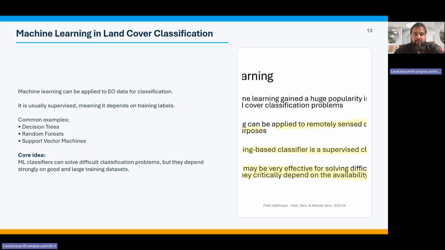So we want to check and compare. The examples of machine learning in land cover classification are the decision tree, random forest, and support vector machine. The core idea is that ML classifiers can solve difficult classification problems, but they depend strongly on a good, large training data set. The important thing is, the larger the data set we have, the better the result we will have, and supervised classification will work better.